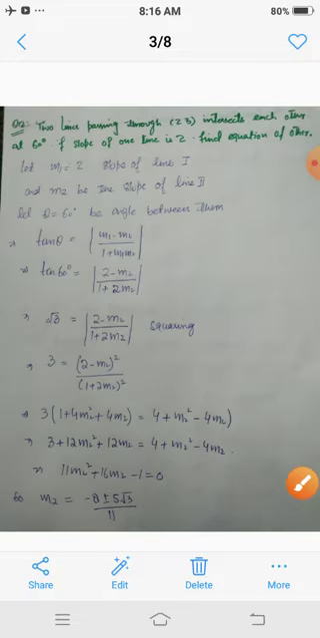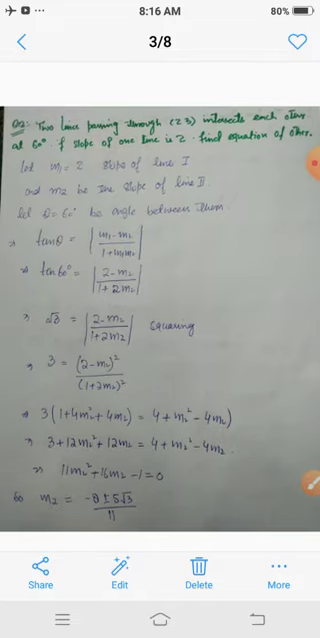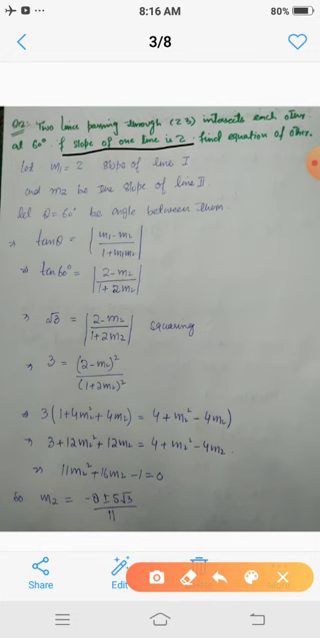Now question number 12. Two lines passing through (2, 3). We have a point through which two lines pass, intersecting each other at 60 degrees. So this means the acute angle between these two lines which pass through (2, 3) is 60 degrees. If the slope of one line is 2, among these two lines, find the equation of the second line.